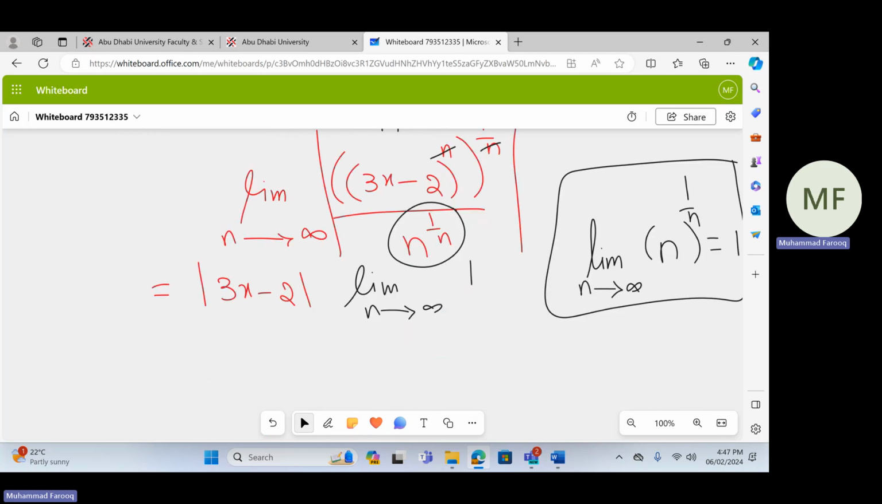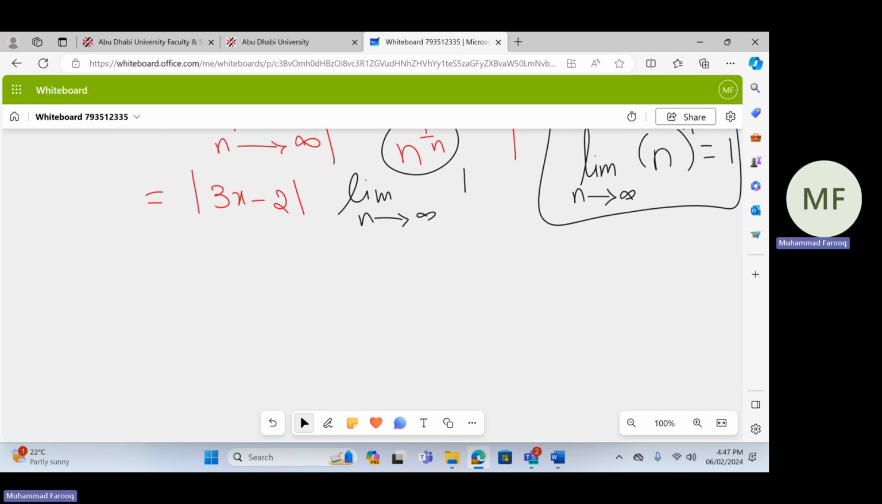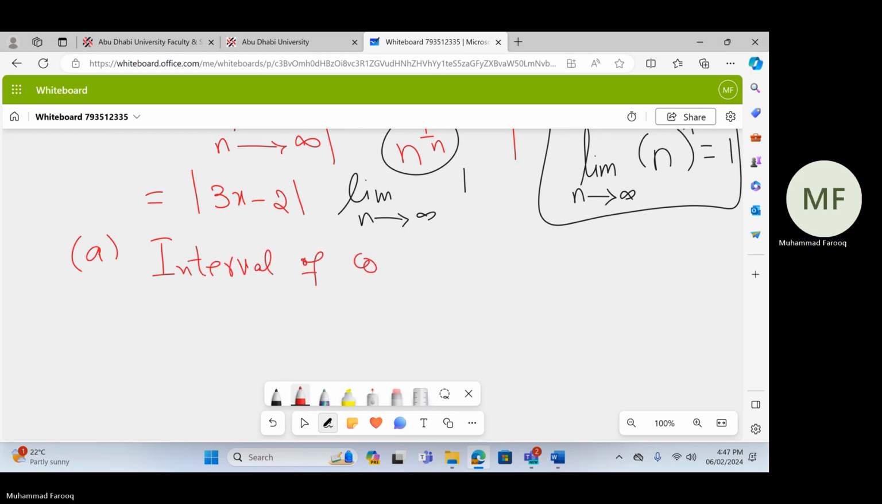So for part A, we need the capital I, the interval of convergence. Again, I'm telling you, please focus. We need the interval of convergence, which means only the portion where the power series converges. Which test did you use here? The root test.